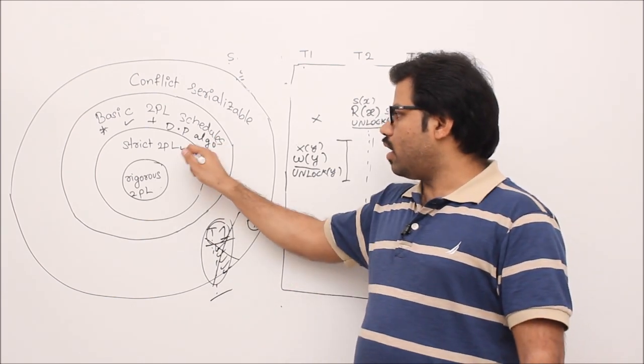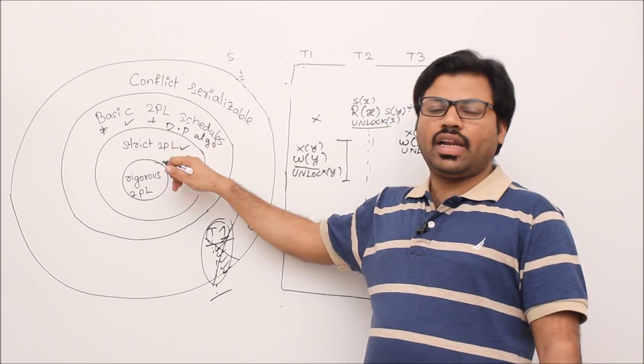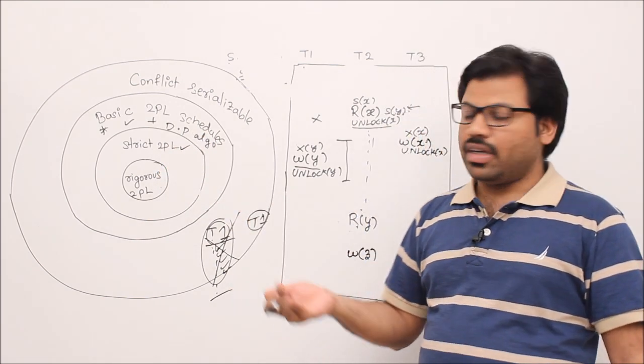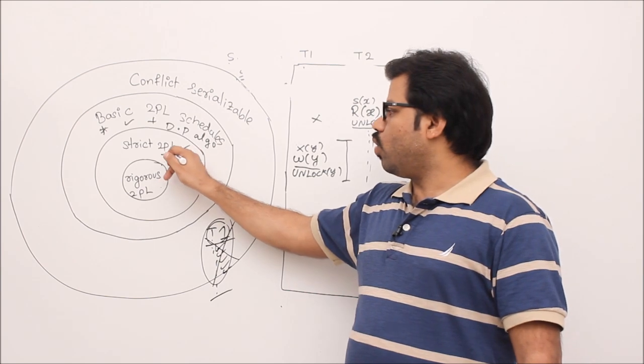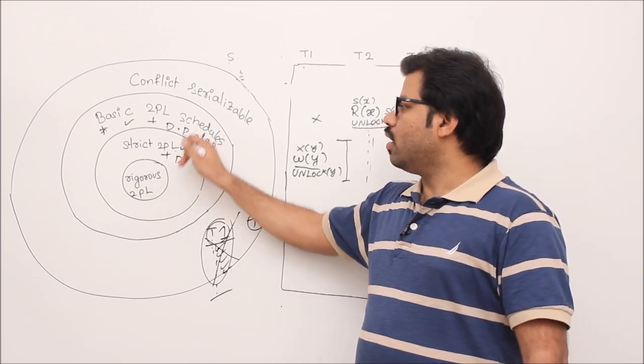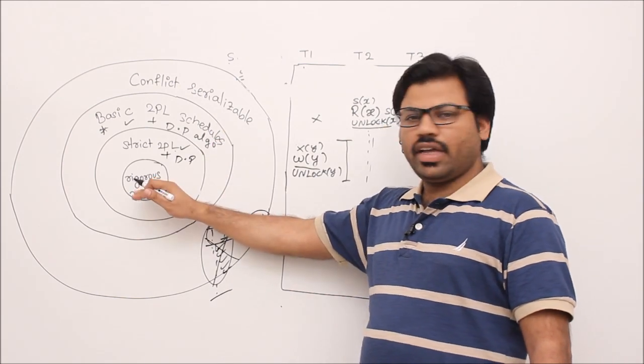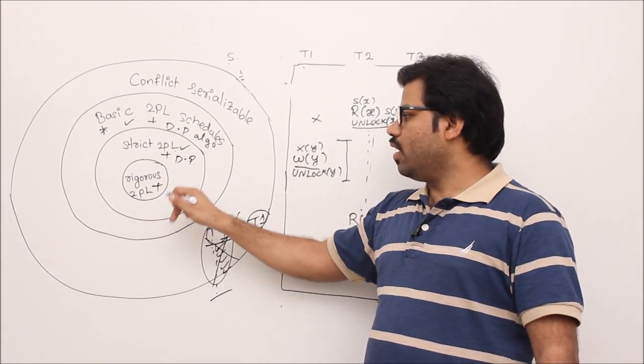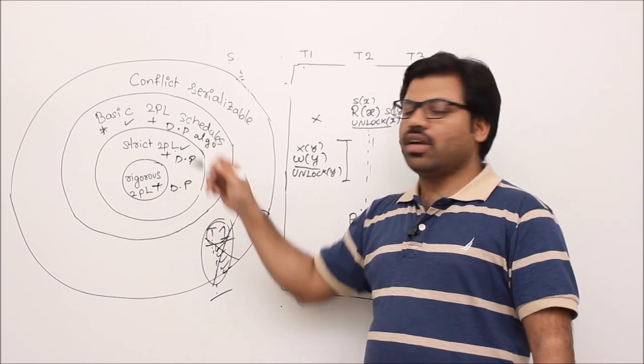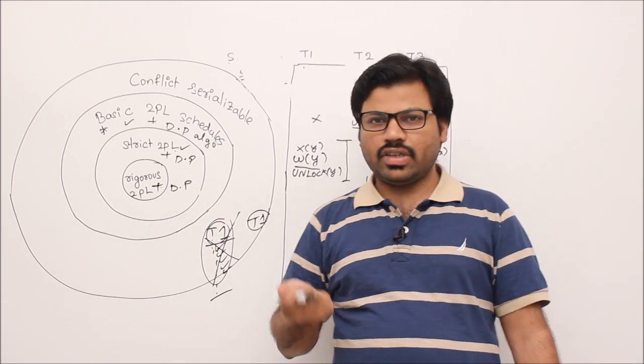Now strict 2PL also we can use. Even strict 2PL has that same problem, deadlock. That's why you can go with strict 2PL and a deadlock prevention algorithm. In that way, any 2PL algorithm you can take, rigorous also you can try, and you can go with a deadlock prevention algorithm. We are going to see what the deadlock prevention algorithm is.